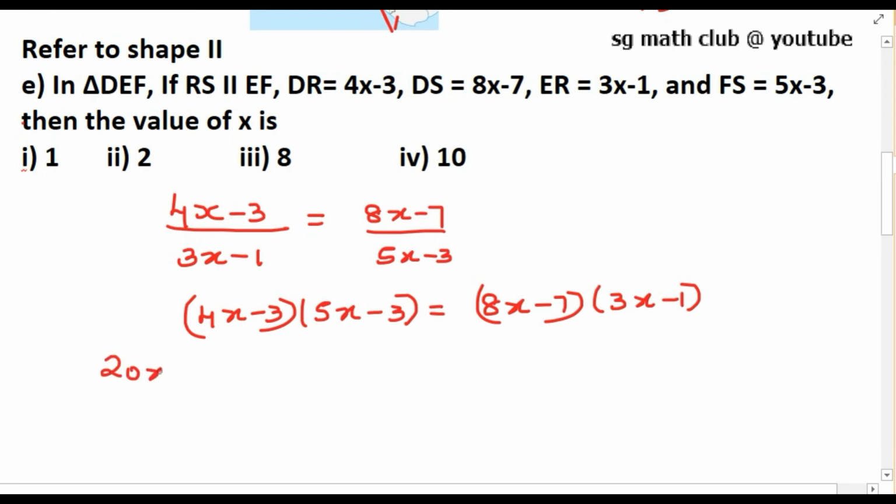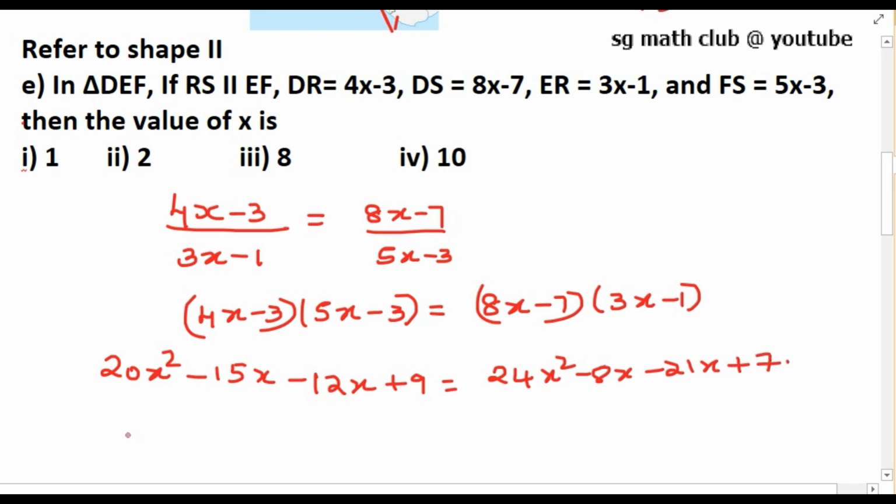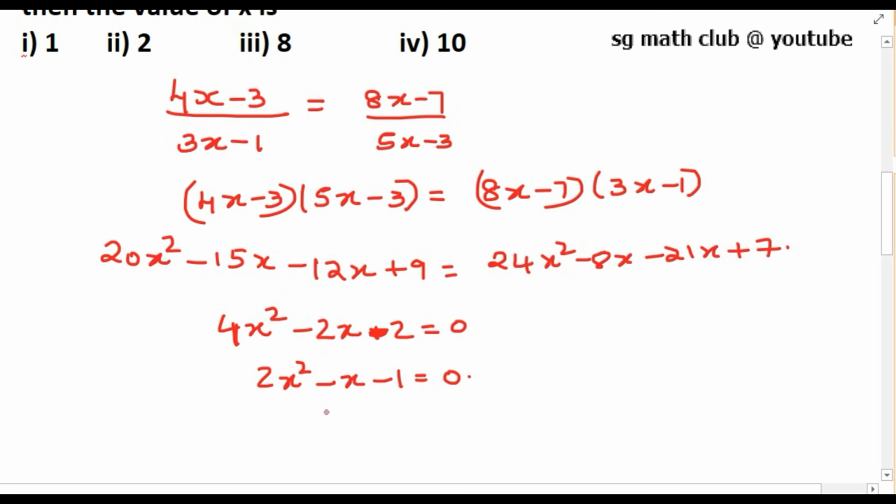we can see it is 20x squared minus 15x minus 12x plus 9 equals 24x squared minus 8x minus 21x plus 7. So we can simplify this. So I got the equation like this: 2x squared minus x minus 1 equals 0. Now either you can solve this using the splitting the middle term method, or you can substitute the value.